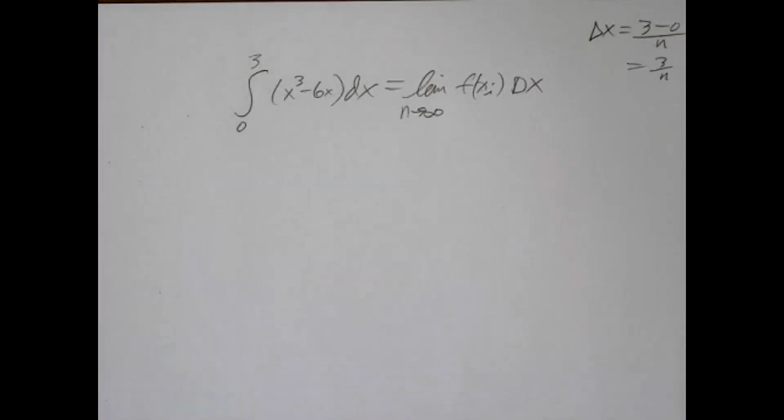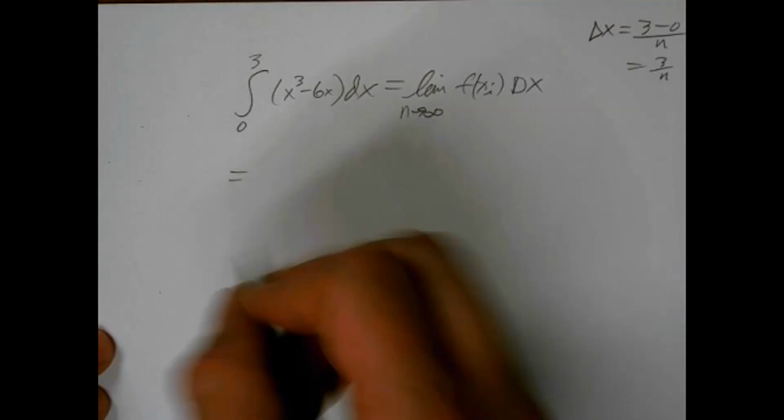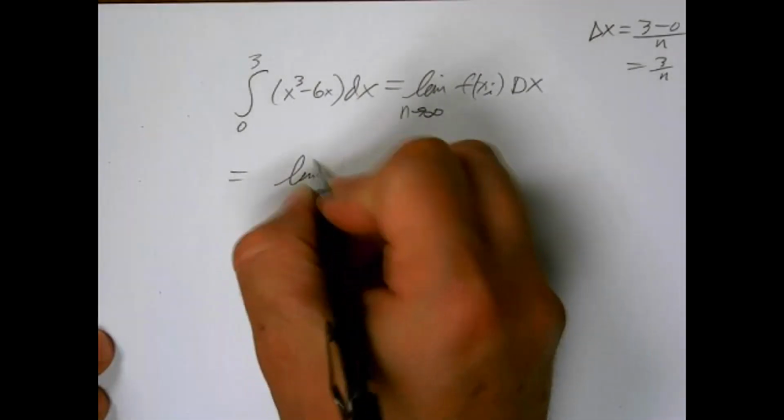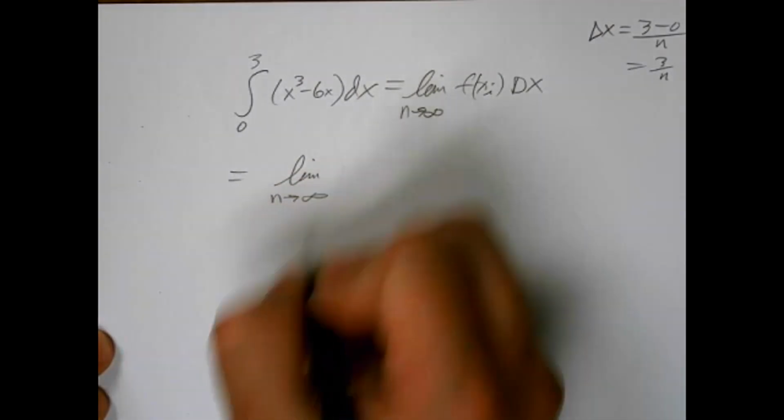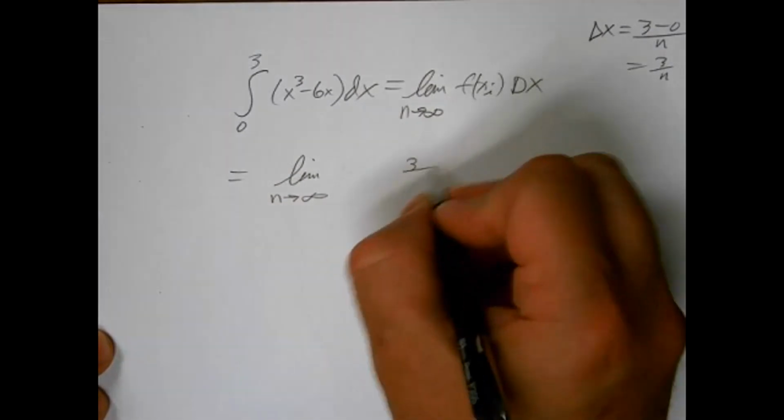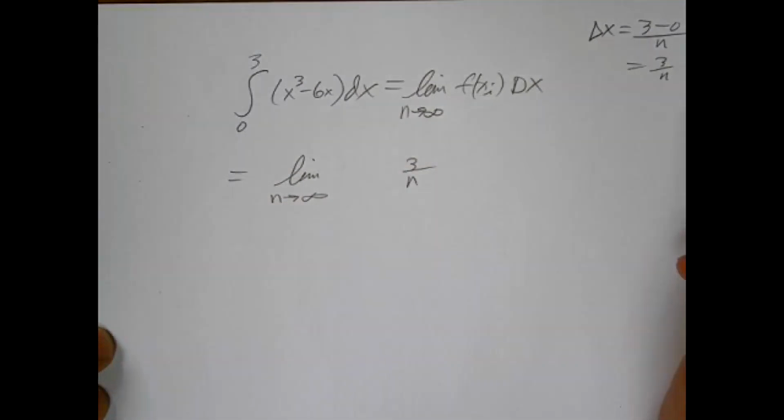So 3 over n is going to be my delta x. So let's come down here and start filling in these pieces. This is the limit as n approaches infinity. And the delta x over here is 3 over n. All right. What is f of x sub i?